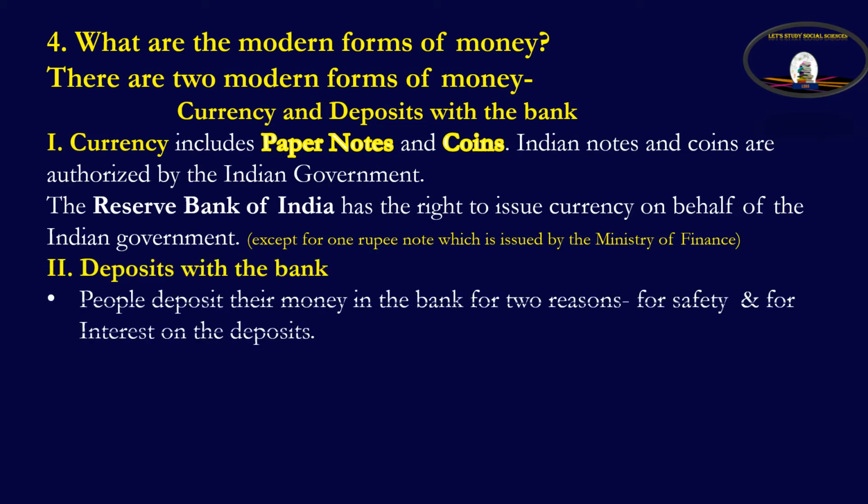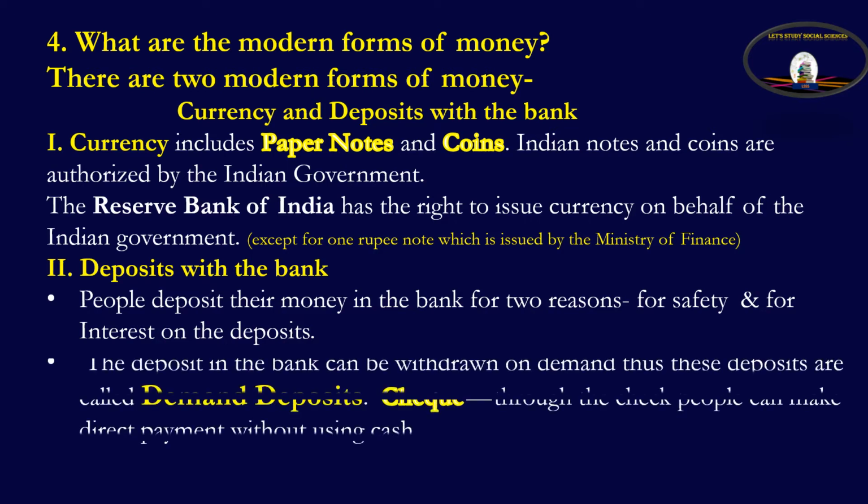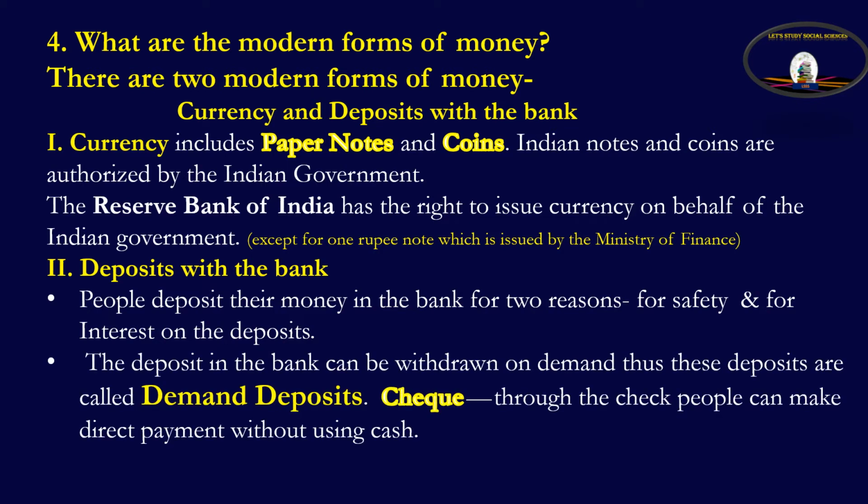People deposit their money in the bank for two reasons. The first is for safety and the second is for getting interest on their deposits. People can withdraw their money when they require it, so these deposits are called demand deposits. Another facility of demand deposits is check. Through the check, people can make a direct payment without using cash.